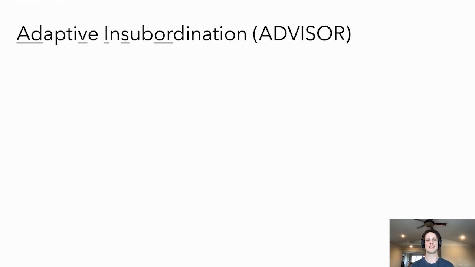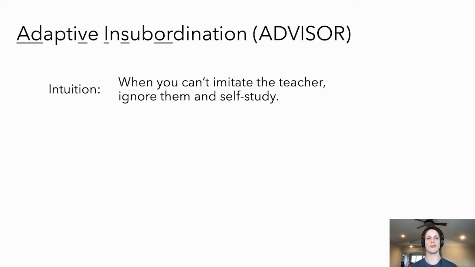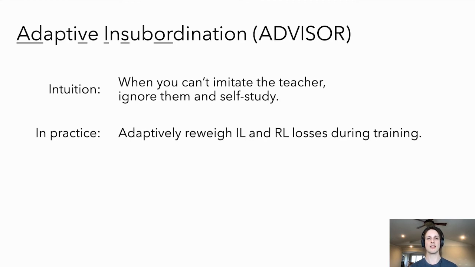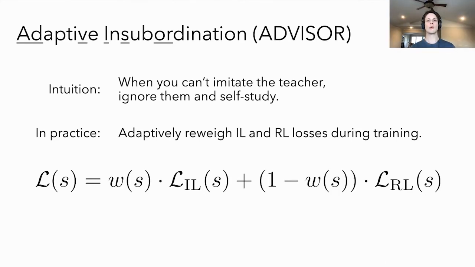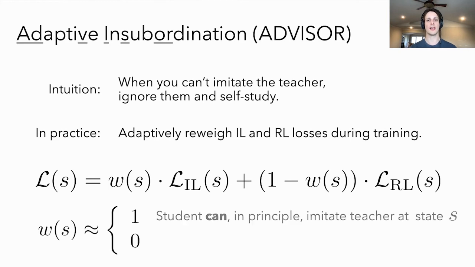We instead propose the adaptive insubordination methodology, or advisor. Intuitively, we would like to imitate the teacher when we have enough information to do so, and otherwise ignore them. In practice, this means we wish to adaptively reweigh imitation learning and reinforcement learning losses at every step. Namely, we'd like our agent's loss at a state S to be a weighted combination of the imitation learning and reinforcement learning losses with a weight function W. We would like this weight function to equal 1 for states where the student can imitate the expert, and otherwise equal 0.